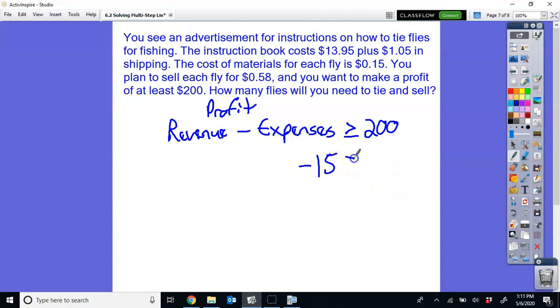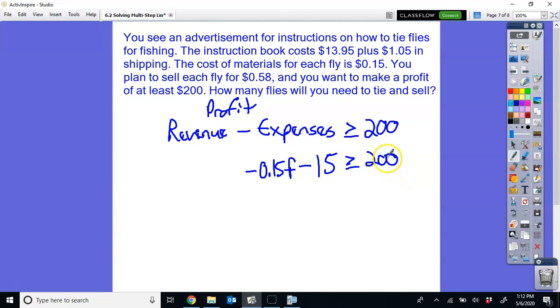But here's where you need to be careful. It's not just $15 in expenses. I also have the materials for each fly. So each little fly that I make for fishing is 15 cents. So I also have to subtract out 15 cents per fly. So times, let's use X. Or if you want to use F for fly, that's fine as well. In fact, I'm going to do that. Let's change the variable up a little bit here. Show you that doesn't change what you do to solve an equation.